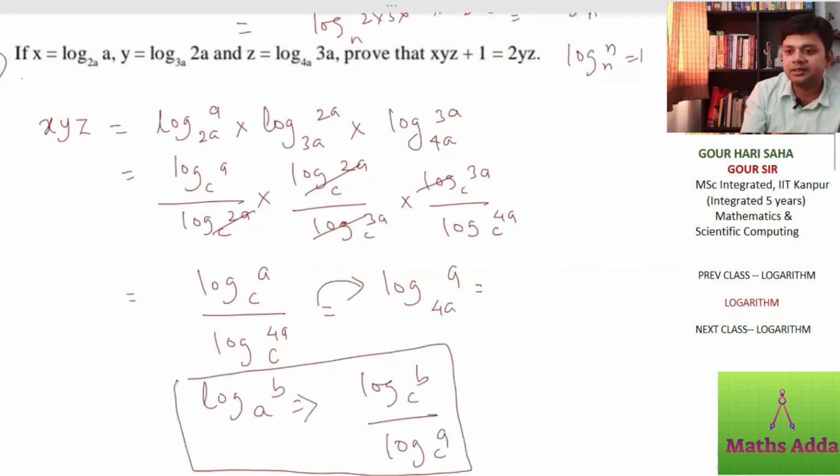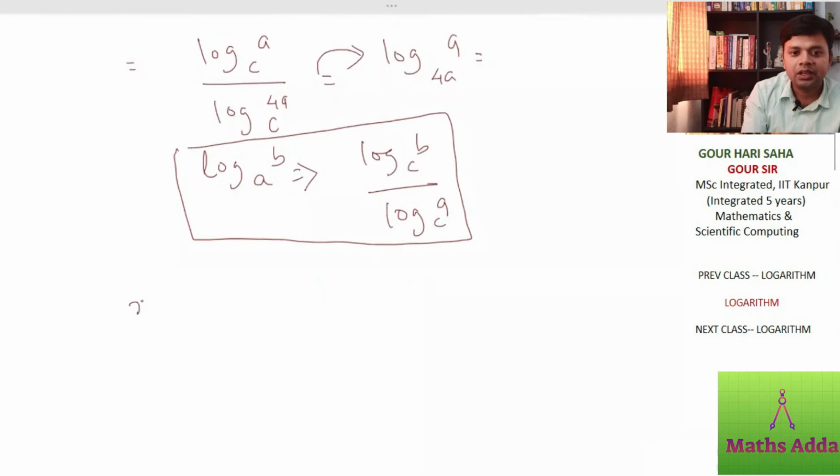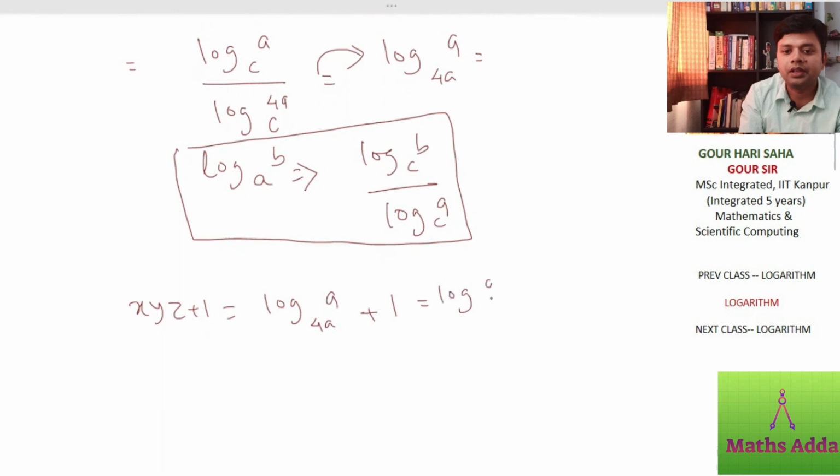Now what is x, y, z plus 1 then? X, y, z plus 1 will become log of a base 4a plus 1, right? Which will be equal to log of a base 4a plus log of 4a base 4a.